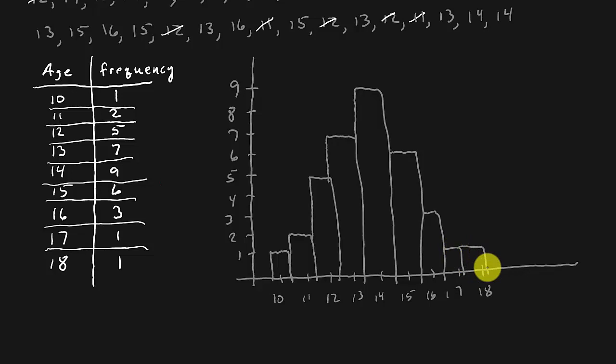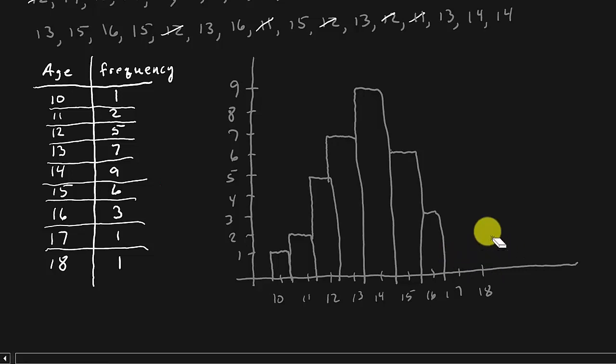And I guess I could draw these a little bit better. All right, so that's your histogram, and you would label it. These are the ages here, and then this would be your frequency, the number of boys.